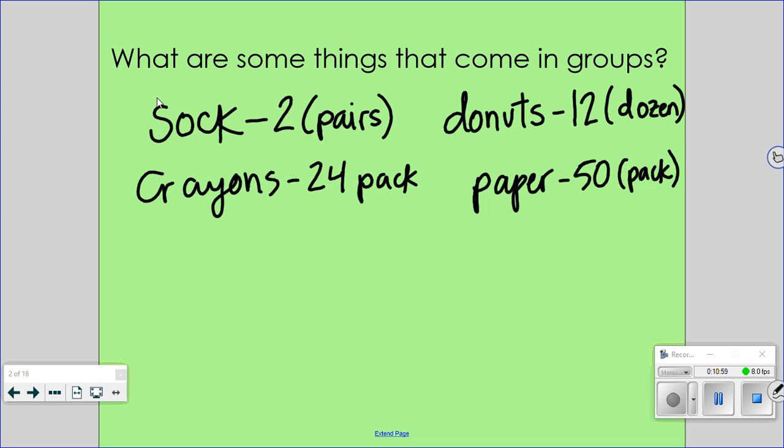When you go to the store and you get your cute little headbands, do they come in a pack or do you just get one? A pack. Yeah, usually there's like a pack of three, right? Or four. Those come in groups or packs. Ethan? Books. Like if you get the Scholastic pack, they can come in packs. Sure.